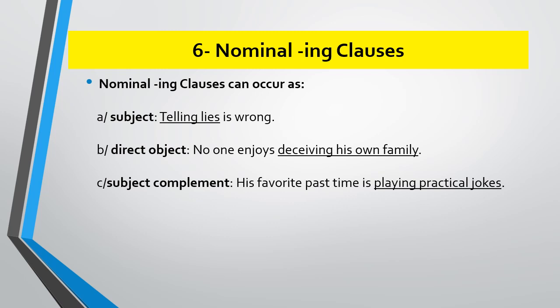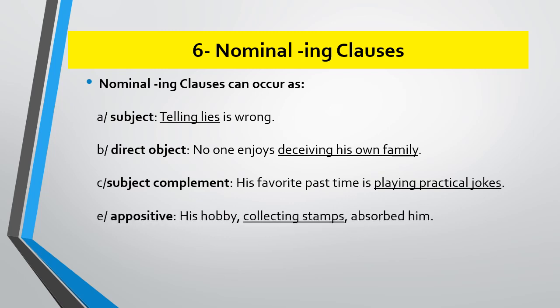Subject complement: his favorite pastime is playing practical jokes. So playing practical jokes is a subject complement. Be careful, this is not a sentence in present continuous. It is a sentence in simple present. The main verb is an intensive verb, is, and playing, this ing, it is a gerund, it is a participle, it is a nominal clause with ing.